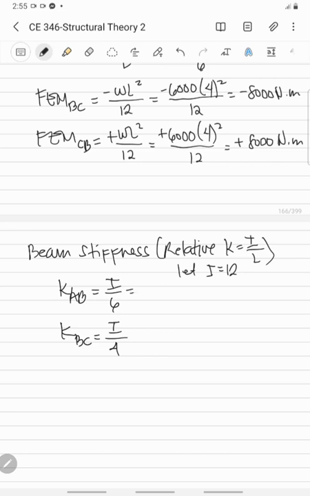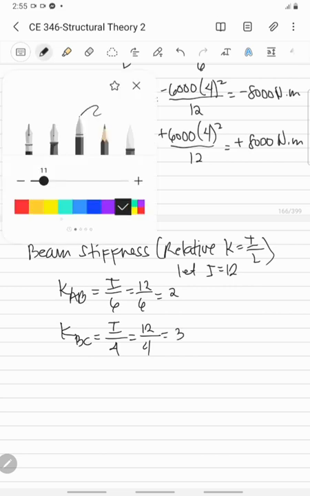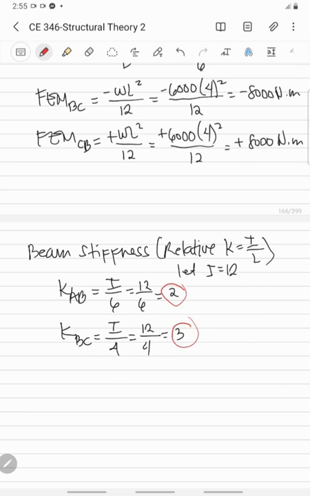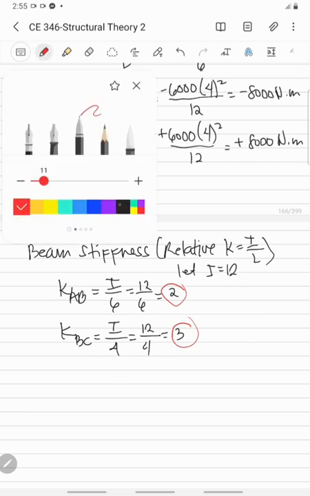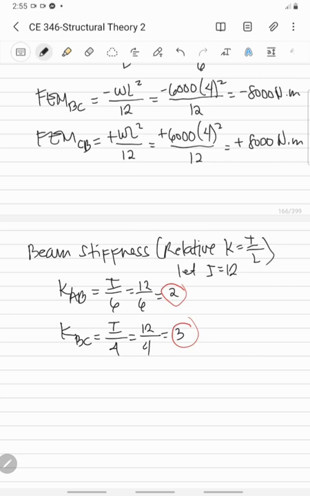So we have now 12 divided by 6, and that is equal to 2. And 12 over 4 is equal to 3. This is only to be convenient in our solution. Anyway, as I said, we will cancel out the value of K when we get our end moments. Although we have different values of K, we will still arrive at the same end moments of our beam. We will have the same answers at the end of the solution.